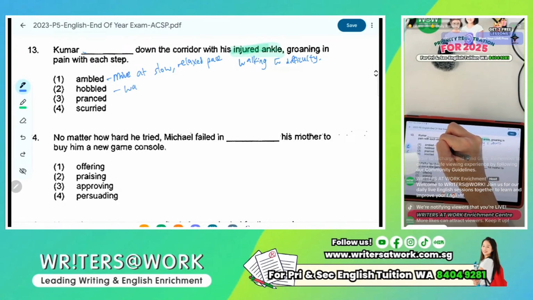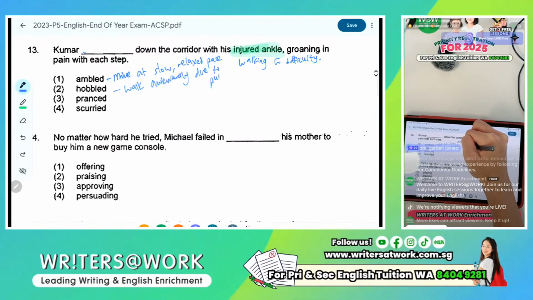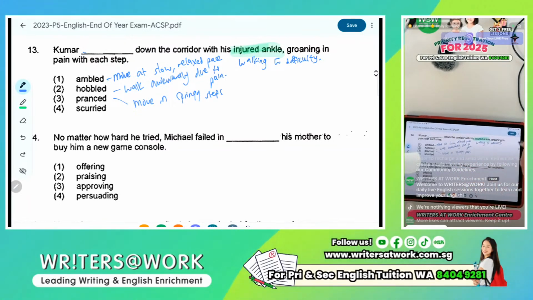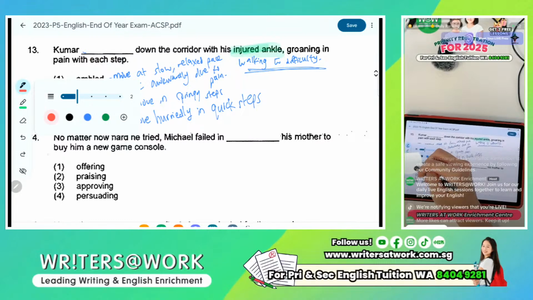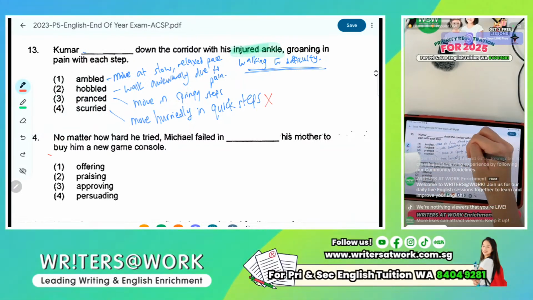Hobble means that you walk awkwardly due to pain. We also have prance, which means that you move in springy steps. That means you are very happy, then you prance, all right? And scurried means you move hurriedly in quick steps. So if we look back at this question, you're walking with difficulty due to injured ankle. So it's very unlikely that you can be scurrying. That means you're moving very quickly. It's also unlikely that you will walk happily.